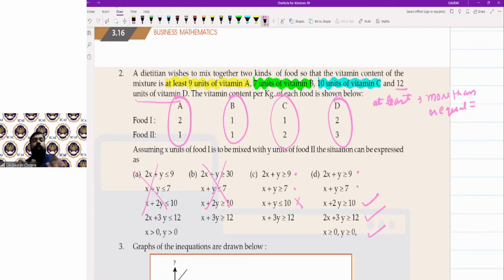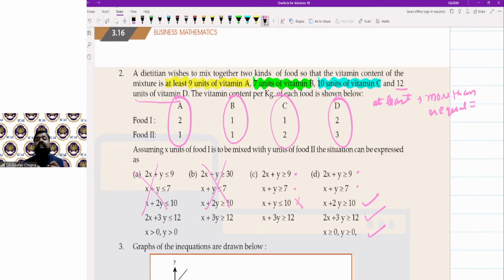सो इस सेकंड क्वेश्चन के अंदर सिर्फ और सिर्फ क्या ध्यान रखना है कि क्वेश्चन ने पूरी टेबल बना करके हमें दी है कि डाइटिशियन को 4 विटामिन्स देखने हैं ए बी सी एंड डी कि उनकी मिनिमम रिक्वायरमेंट्स पूरी हो जानी चाहिए और उसको पूरा करने के लिए वो क्या करेगा? फूड 1 एंड फूड 2 को मिक्स करेगा एक सर्टेन रेशियो के अंदर ताकि हमारी जो डाइट के अंदर विटामिन्स की नीड है वो पूरा हो जाए। सो वर्ड क्या यूज किया है?